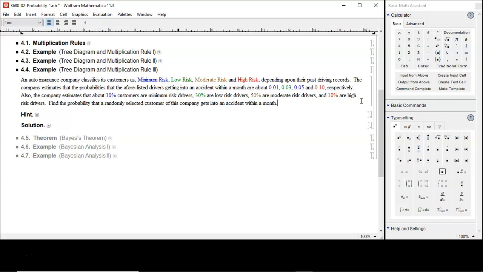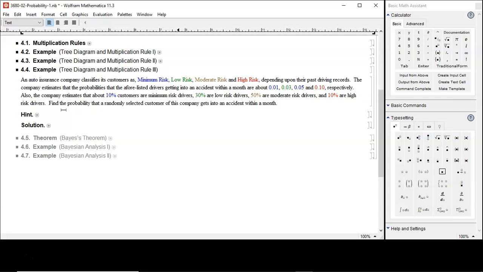Now, what kind of probabilities are these? Are these straight up probabilities, or are these conditional probabilities? If I select a customer at random, what is the probability that the selected driver is a low-risk driver, for example? Well, 30% of the customer base is low-risk drivers, so yeah, that's going to be 30%, right? These are straight-up probabilities for minimum, low, moderate, and high, respectively.